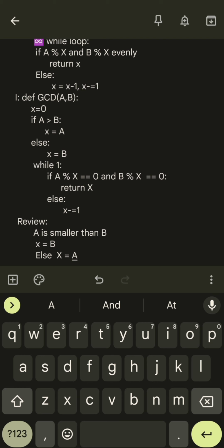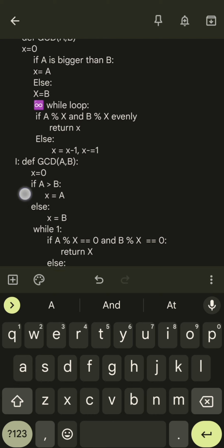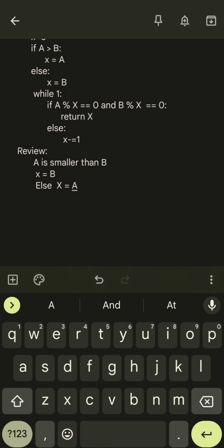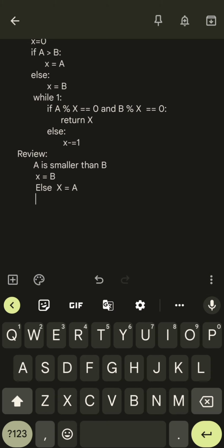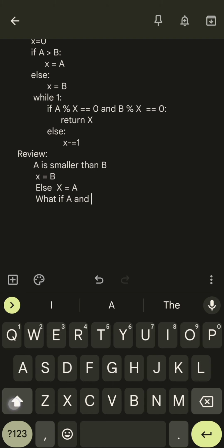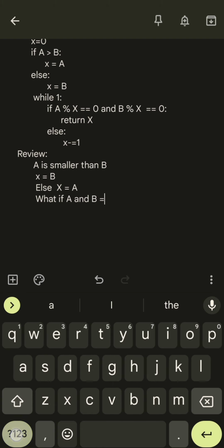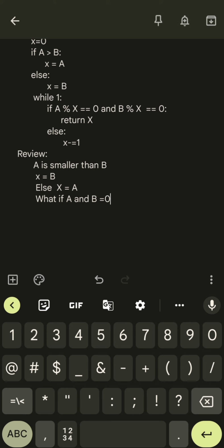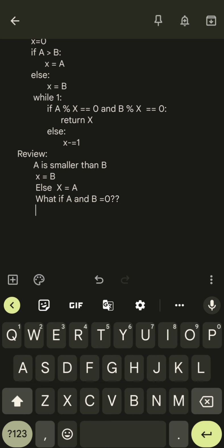If it's not divisible... Oh, one more thing that I did not consider here is what if A and B are equal to 0? So what do we do? Well, in truth, you can't divide 0 by 0. There's nothing divided by nothing. You just can't do that.